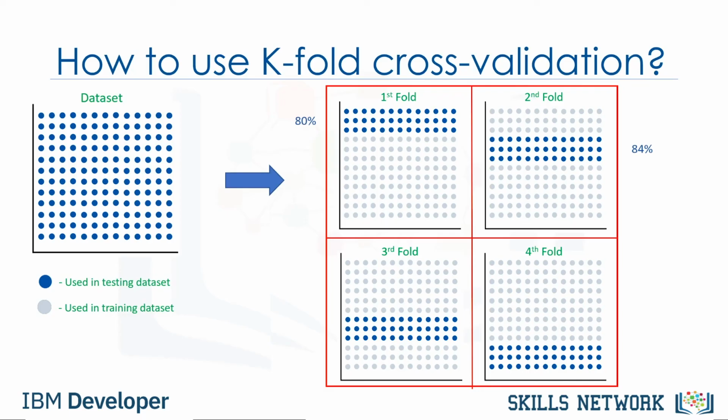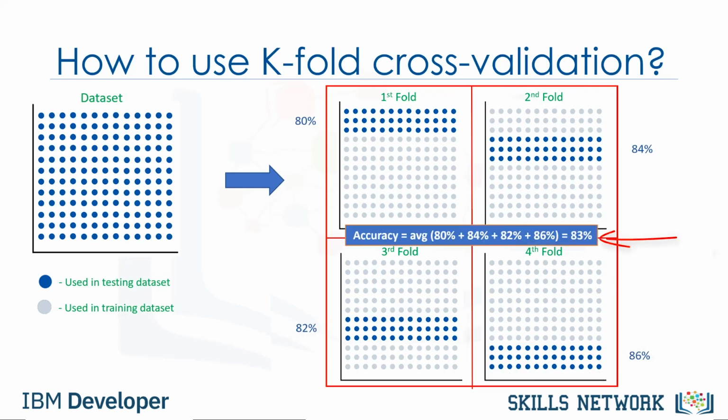Then, in the next round, or in the second fold, the second 25% of the dataset is used for testing, and the rest for training the model. Again, the accuracy of the model is calculated. We continue for all folds. Finally, the result of all 4 evaluations are averaged. That is, the accuracy of each fold is then averaged, keeping in mind that each fold is distinct, where no training data in one fold is used in another.